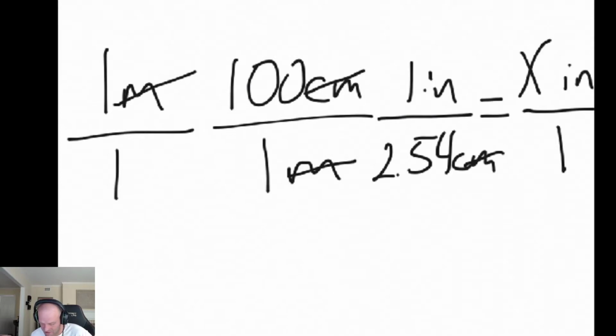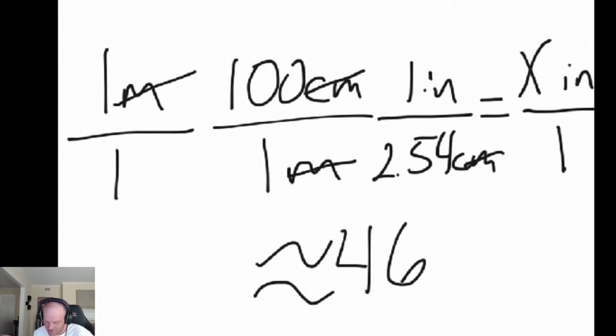We'll say it's like, what, 40 something? Yeah, like 45-ish, 46-ish, something like that. I'm not going to do the calculation, but inches. Okay, so 1 meter is equal to approximately 46 inches. All right, that's how you do it. That's how you move through your different conversions. Okay, and you're going to get a lot of practice in this.